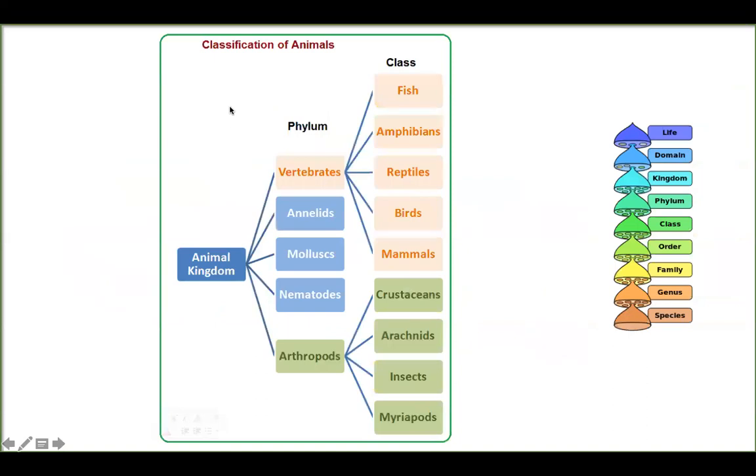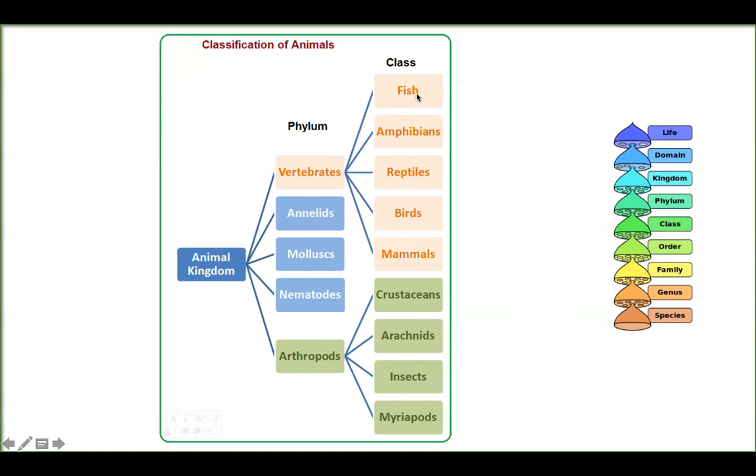Then coming to the animal kingdom, the classification is into phylum and different classes. Now we will deal with the phylum and class. The animal kingdom is divided into different phyla: vertebrates, meaning organisms having a vertebral column, and then annelids, mollusca, nematodes, and arthropods. Our insects come into the phylum Arthropoda.